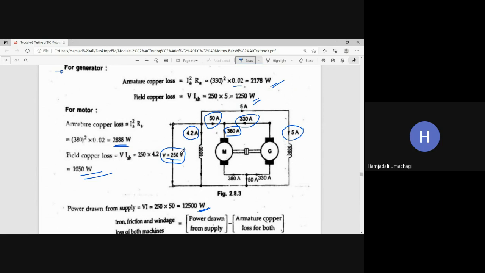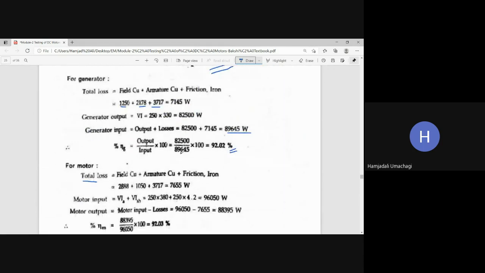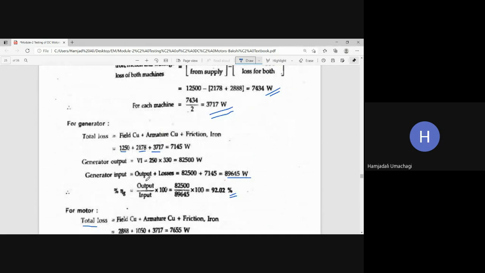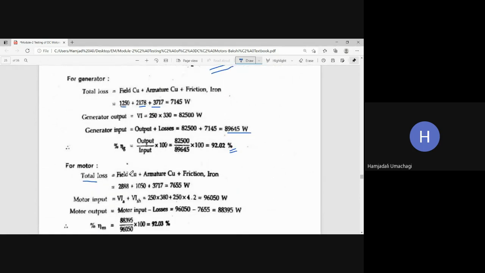So this is going to be the input to the motor, which is nothing but the electrical input. So altogether, motor input is equal to V into (IA plus ISH), that is 250 into (380 plus 4.2), which is going to be 96,050 watts. So after knowing the losses and input, let us calculate the output.